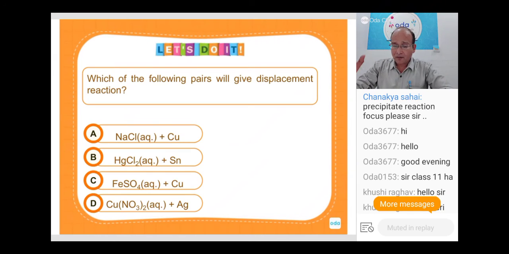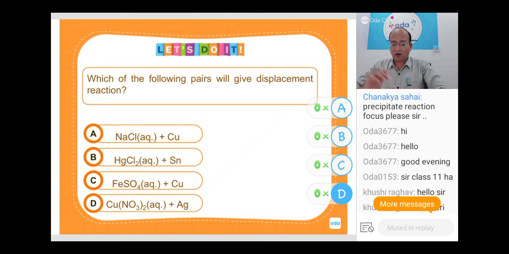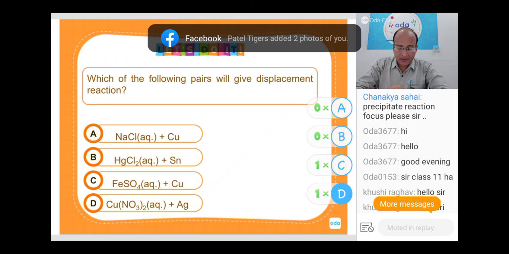Okay guys, let's move to the problem first, related to this topic. I hope many of you can answer it quickly. Just tell me which of the reactions can occur easily. Most of you are answering. Which of the following will give a metal displacement reaction? Just give your answers.